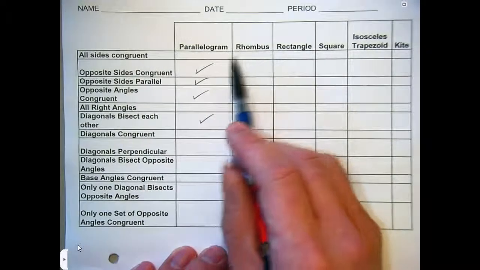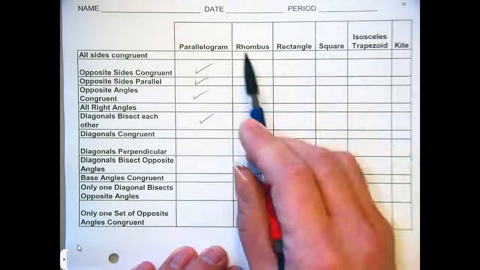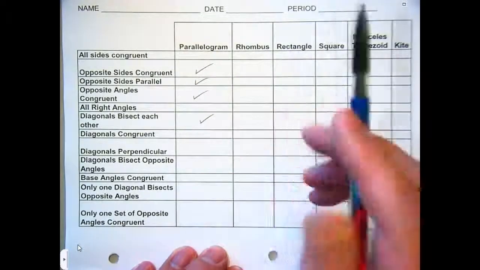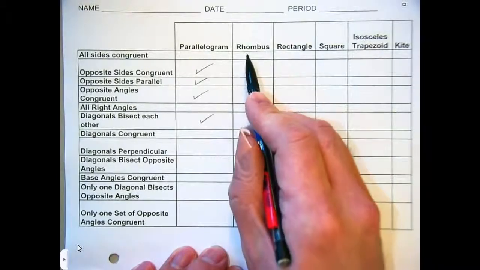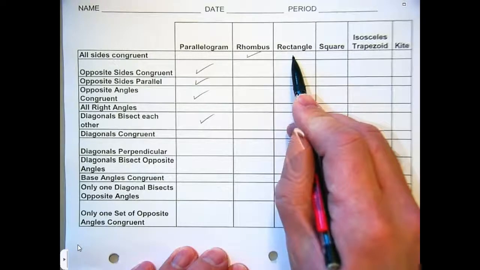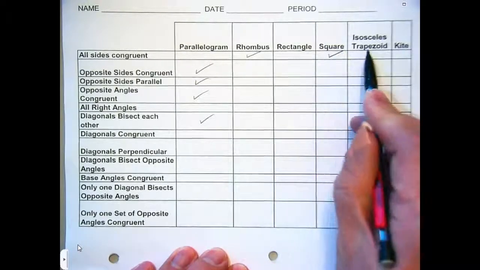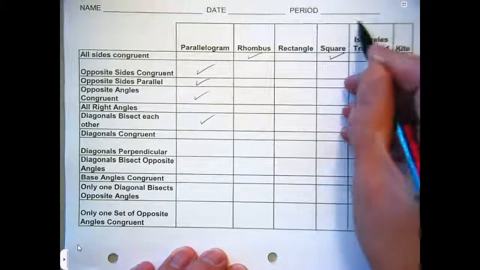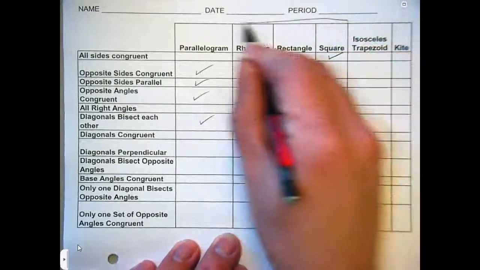Okay, now some of these are more specific to a rhombus and a square. So as we go through this, let's get a little more specific. All sides congruent. Is that true for a rhombus? How about a square? Or a rectangle, excuse me. No, square? Okay, how about these two? What do these four things have in common?